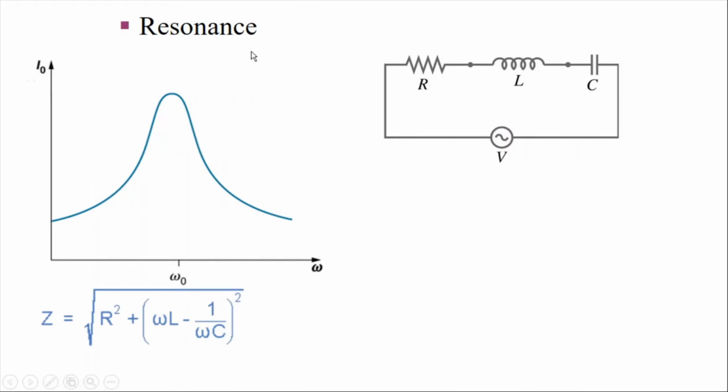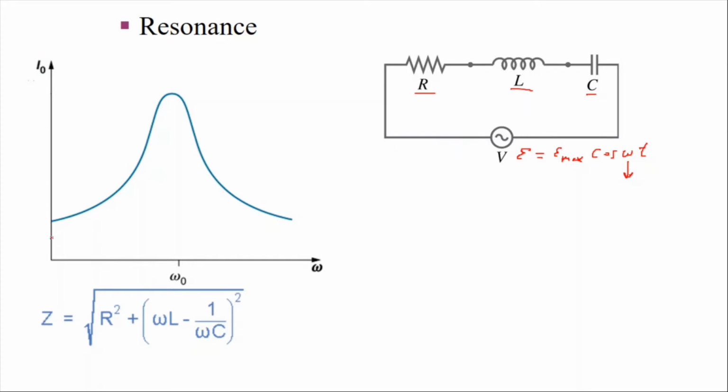Let's start with the resonance. We have an RLC circuit like this, and the voltage, or electromotive force, of the circuit is going to change with E equals E max cosine wt. If we keep every element, I mean R, L and C, constant, but change the frequency of the source, how is the current in the circuit going to be affected?